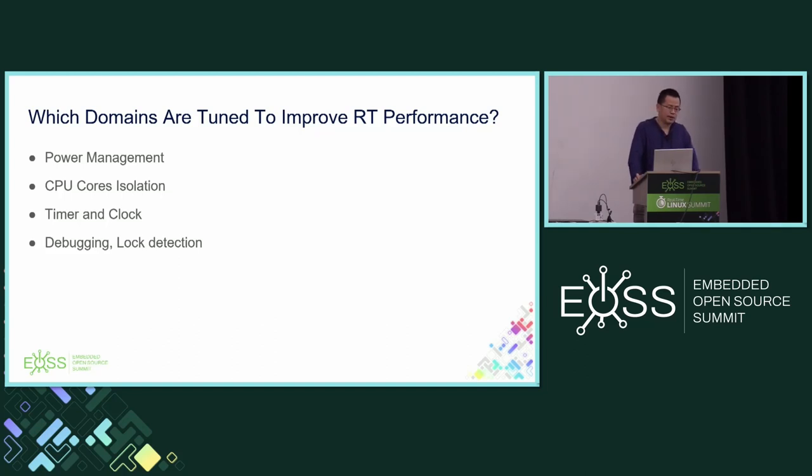Here is the beginning. Which domains are tuned or improved for RT performance? The first is the power management domain. Second is CPU core isolation. Third one is the timer and the clock. Last one is debugging and lock detection related options.